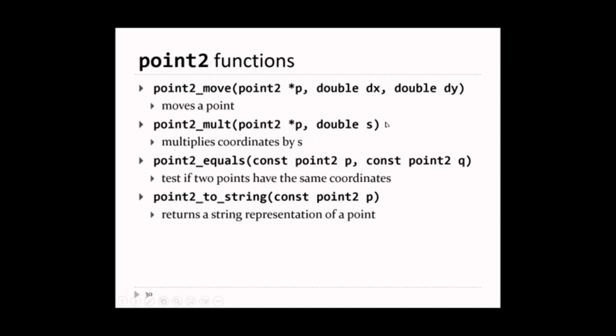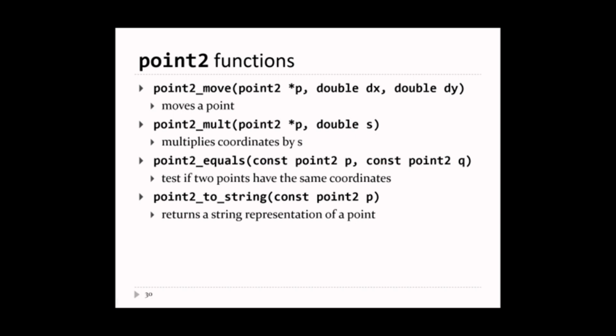Multiply is going to multiply the coordinates of a point by S. Again, if I'm going to change the coordinates of that point, I have to pass in a pointer to that point. Equals is going to test whether 2 points are equal. Now here I don't need to pass in a pointer. So I can just pass in a plain old point instead. If you wanted to, you could also pass in a pointer. There's nothing wrong with that.